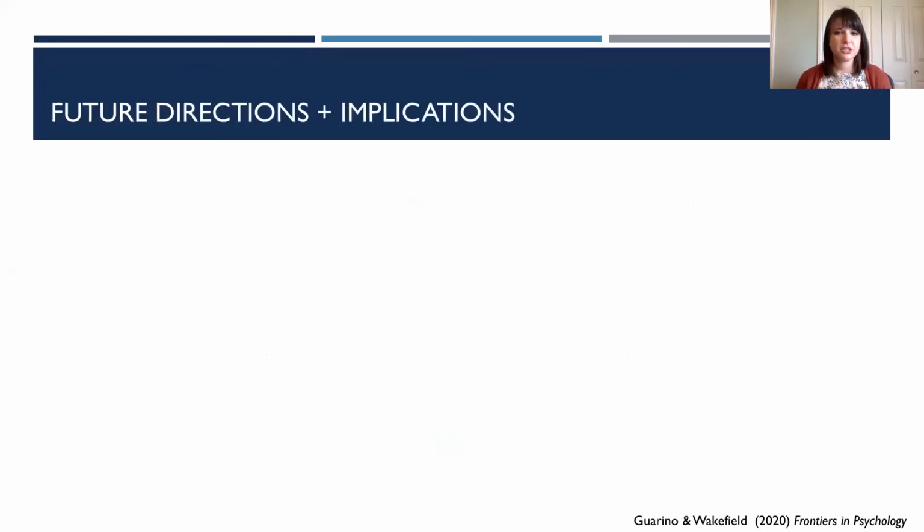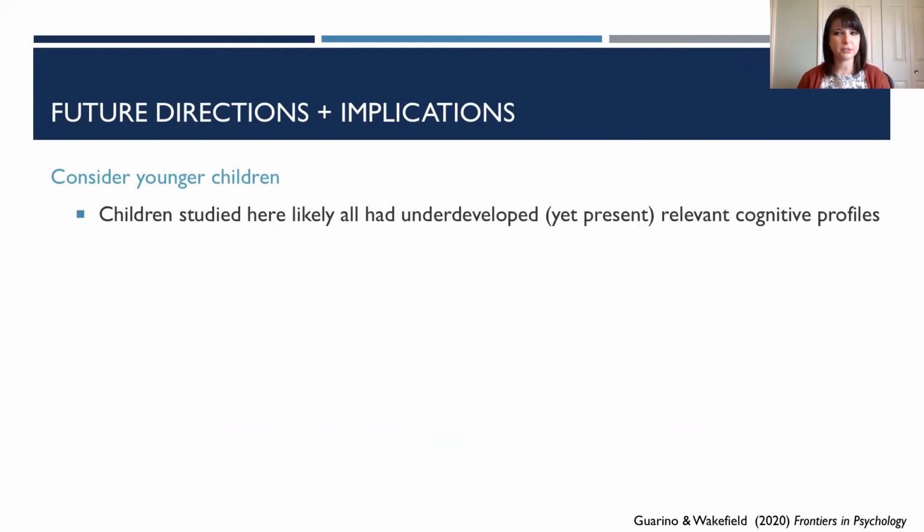So quickly, I'd love to mention as the last little bit here a few future directions that build off of these findings. For example, similar work could and should try to consider even younger children. The children in this study likely all had an underdeveloped, yet probably present, relevant cognitive profile to support these rudimentary stages of analogical reasoning.